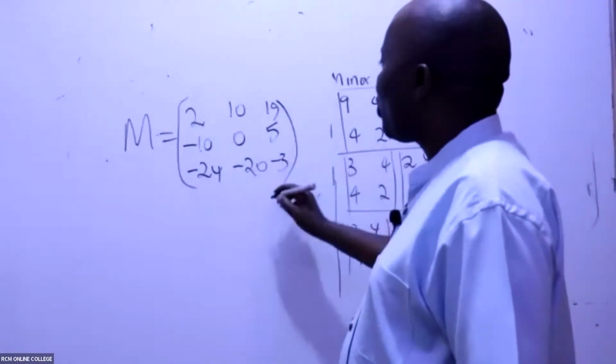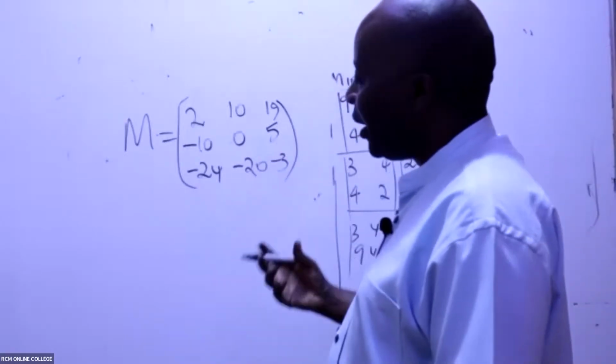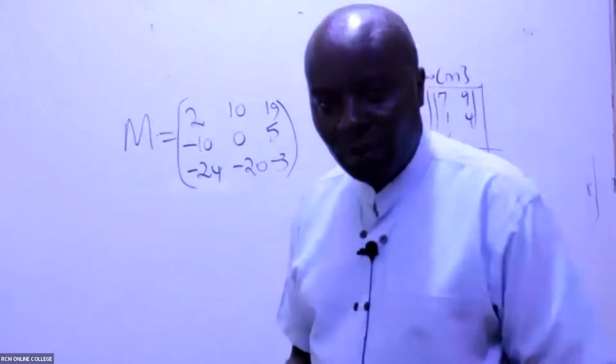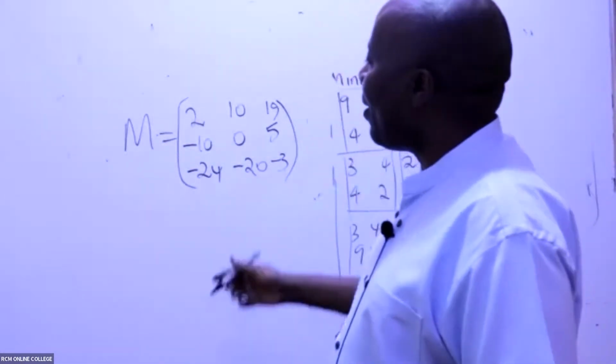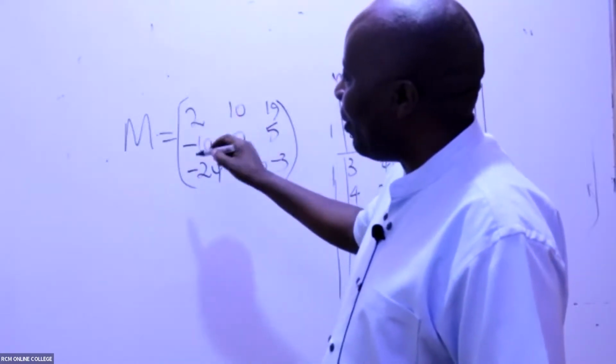So there are so many ways of getting these cofactors. You can use the adjoint or use the concept of the diamond. Yeah, the diamond rule. So the diamond rule, remember our diamond normally cuts through the central external elements.